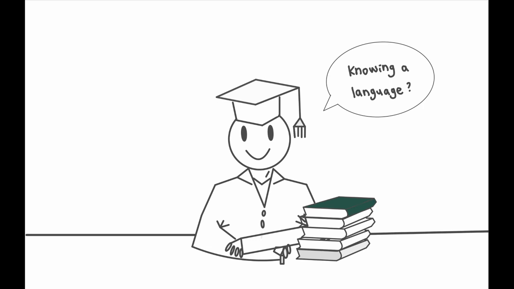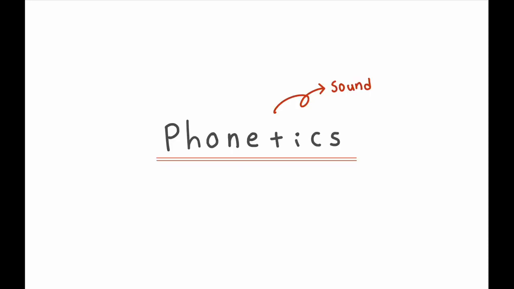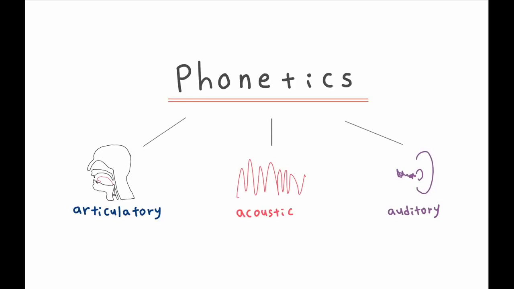So what is phonetics? Simply, it is about sound. It studies how humans produce and perceive sounds. And there are 3 branches in phonetics: articulatory, acoustic, and auditory. You might have some ideas by looking at the drawings, but I'll explain each of them shortly.